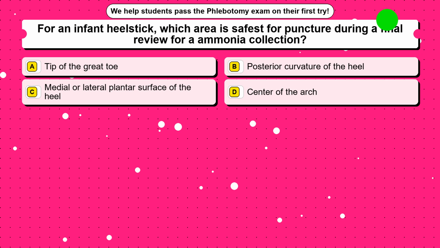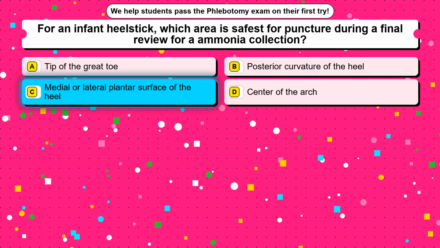Question 49. For an infant heel stick, which area is safest for puncture during a final review for an ammonia collection? Option A, tip of the great toe. Option B, posterior curvature of the heel. Option C, medial or lateral plantar surface of the heel. Option D, center of the arch.